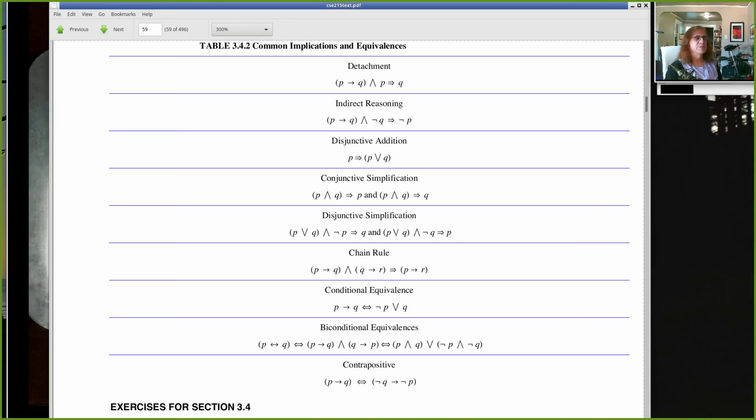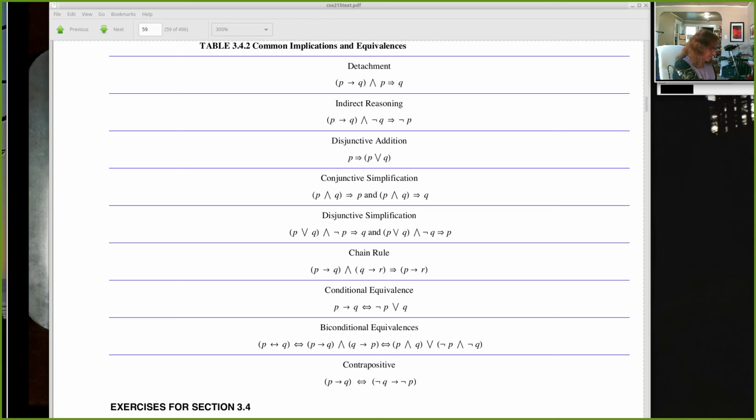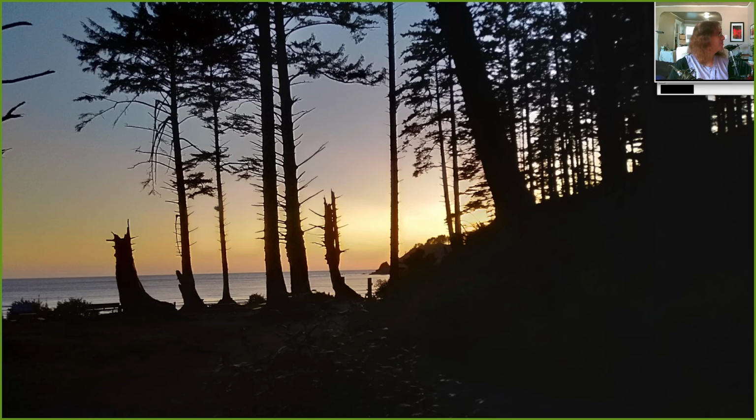All right, so let's take a look at some of these rules of logic. So detachment we've been talking about. If P then Q and P, we can conclude Q. Okay? There's a flip side to that, which is called indirect reasoning. So what does indirect reasoning look like?